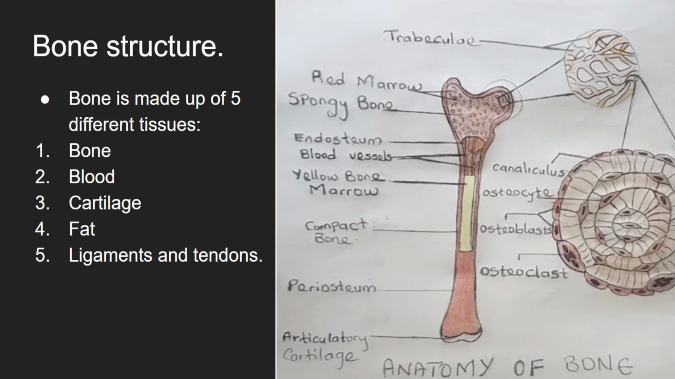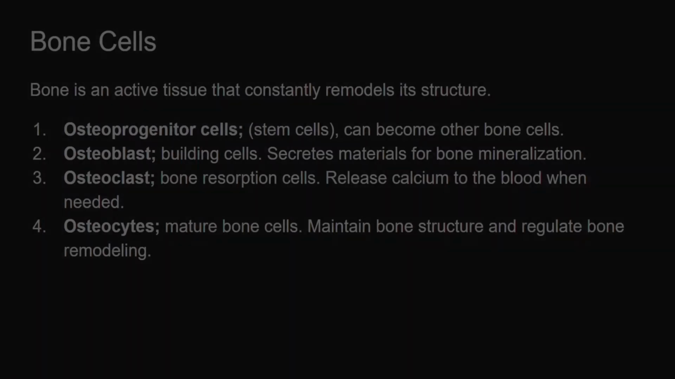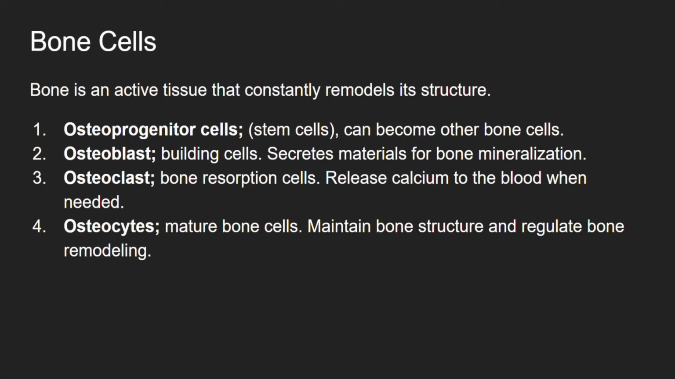Bone is made up of 5 different types of tissues. These include blood, bone, cartilage, fat, ligaments, and tendons. Bone is an active tissue that constantly remodels its structure, and this is thanks to the 4 main types of cells that make up the bone tissue.